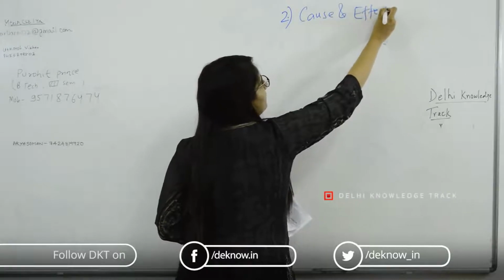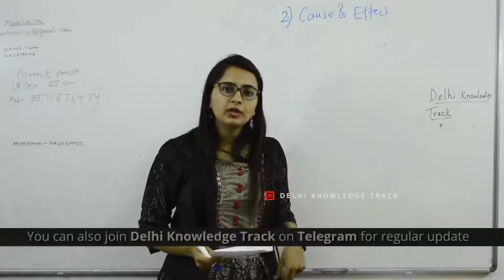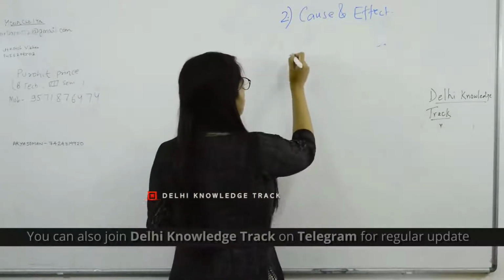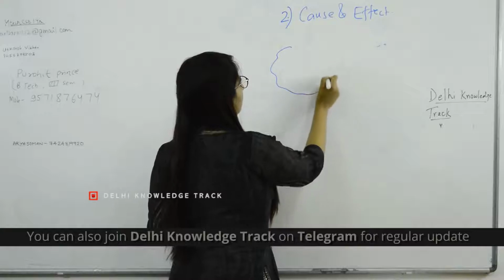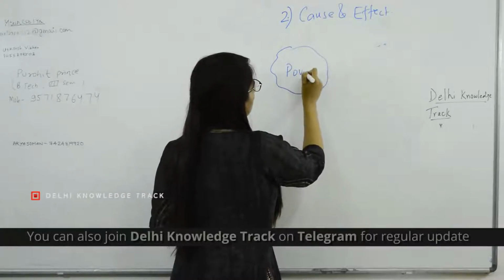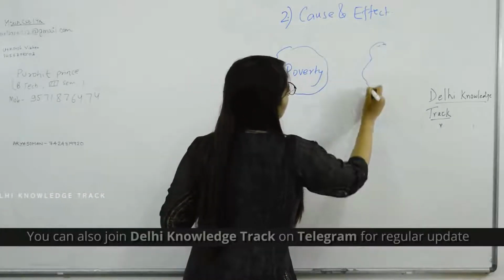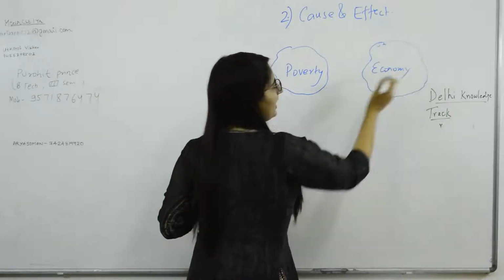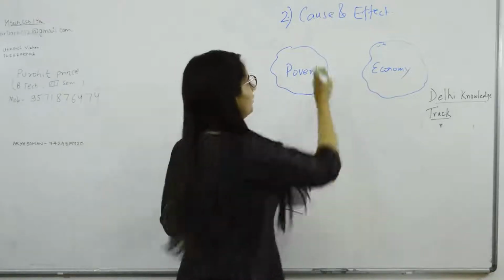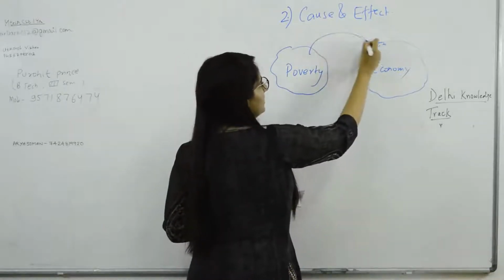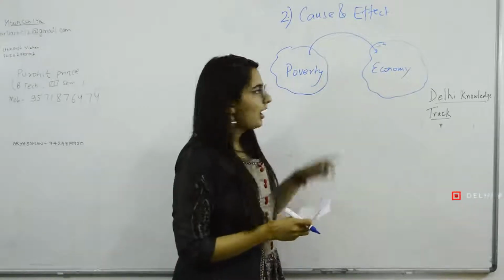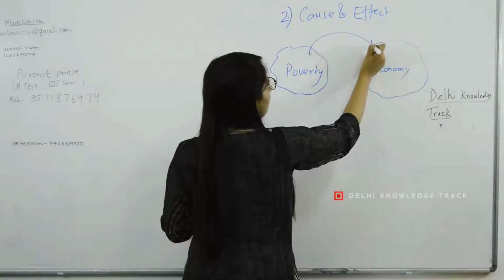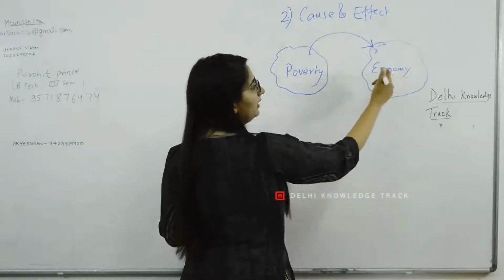Okay, the second is the cause and effect relationship. How to show this? In the Civil Services Examination, I remember 2 years back there was a question which wanted to link the economy and poverty. So in this question I will make poverty and economy, because they have asked me to show a relationship. Now through arrows, how will poverty impact the economy? I will write it here. I will make an arrow to show that poverty is leading to economic issues.